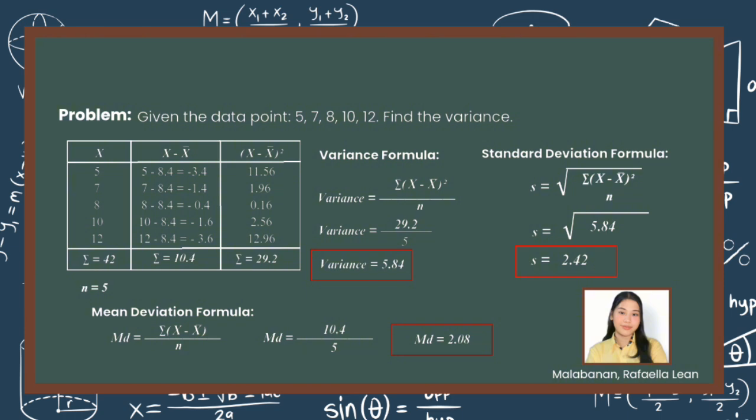The last part is getting the standard deviation. In getting the standard deviation, we need to get the square root of the variance, which is 5.84. So the square root of 5.84 is 2.42. So our standard deviation is 2.42.